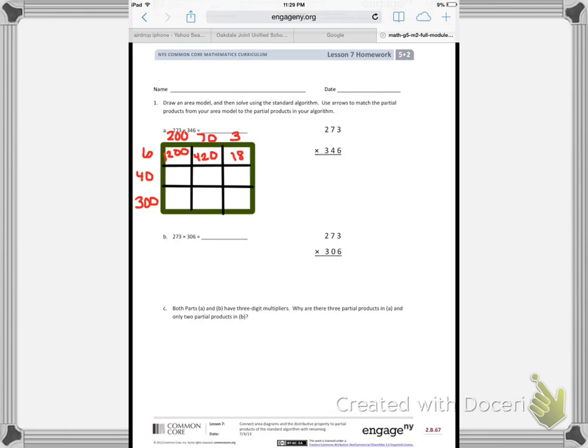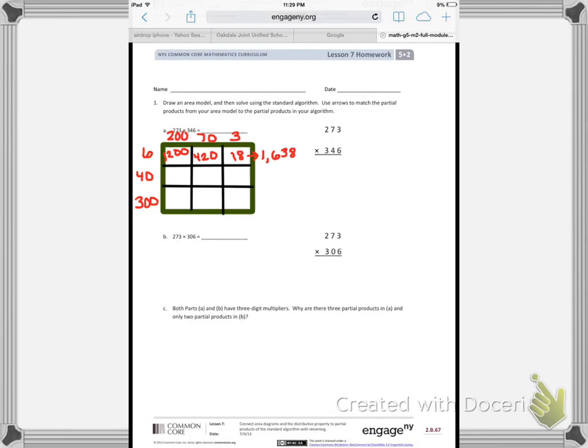So if we go across the very first row and we add up all these little partial products, we're going to add up 1200 plus 420 plus 18, we should get the number 1638. We're going to do the same thing in the next column.